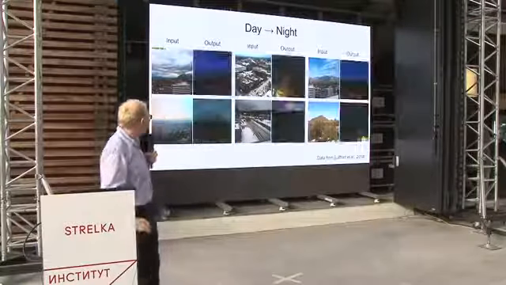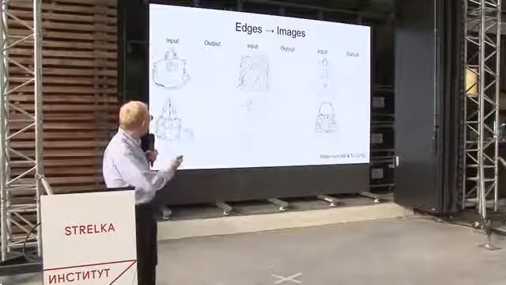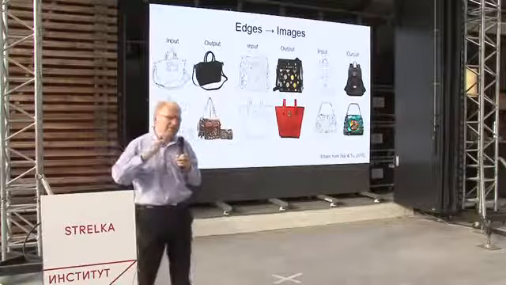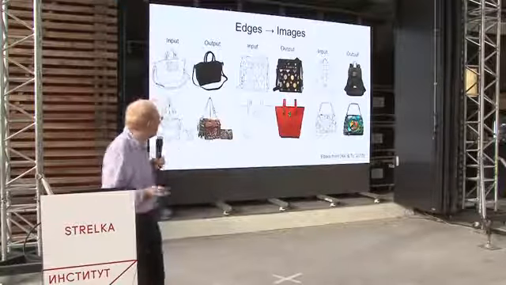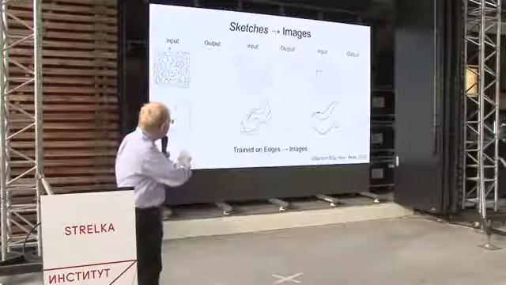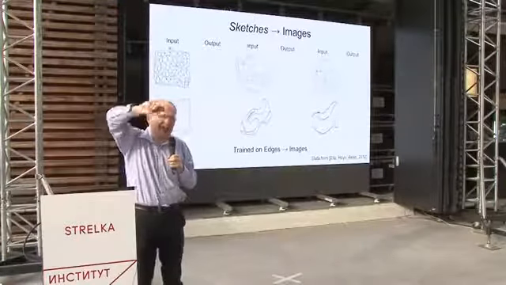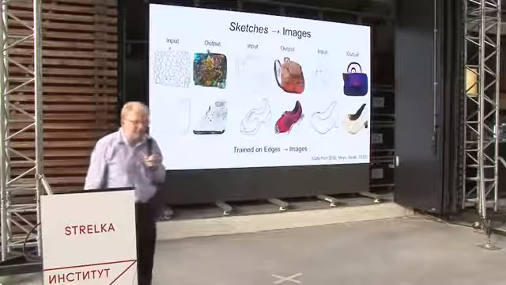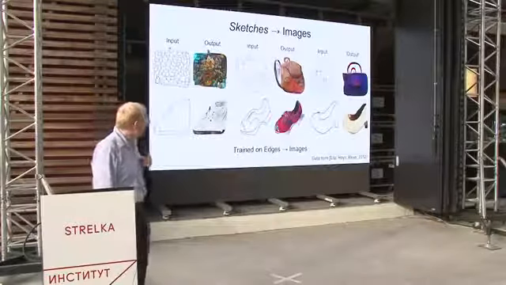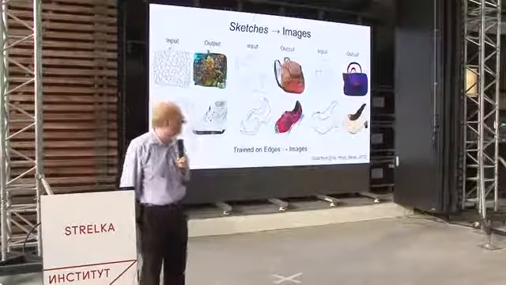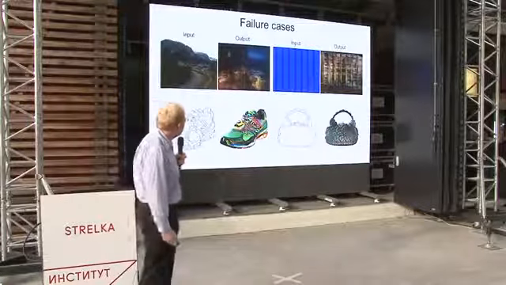We can turn day into night. We can take edges and hallucinate images. So these are Canny edges, and these are the images that it hallucinated. Now, this is maybe not that impressive because Canny edges have a lot of information, but then we trained on this, and we tested it on human sketches from James Hays' data set. So these are like kids' drawings, and it's still doing something reasonable, which I was very surprised by because I thought this was a very hard task. But of course it fails sometimes, although it's nice to look at failures too.